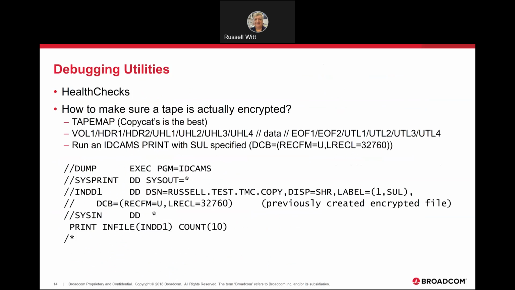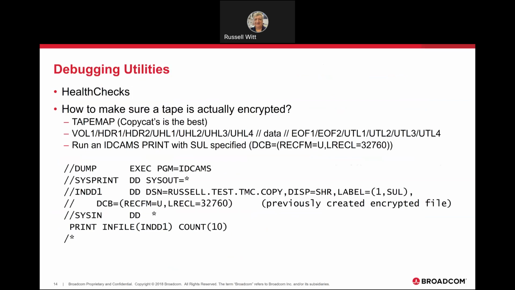There should be a VOL1, the header 1 and header 2, and then a user header label 1, 2, 3, and 4, followed by data, followed by the end of file marks, including user trailer labels 1, 2, 3, and 4. Another option is to run an IDCAMS print with SUL as the label type and the DCB specified as record format undefined, LRECL 32760.